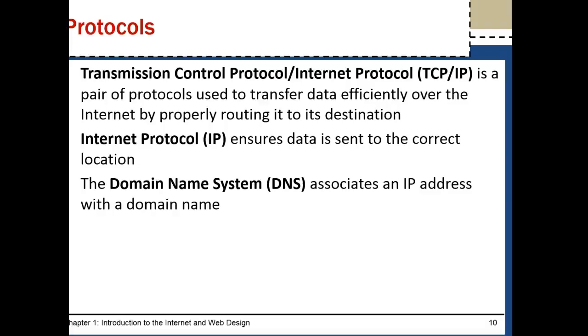Also, we have the domain name system, which is called DNS. DNS associates an IP address with a domain name. Every web page has an IP address, so maybe 172.18.19.42, but that also links to a domain name. For example, Lila.com is my domain name, and that is related to an IP address.